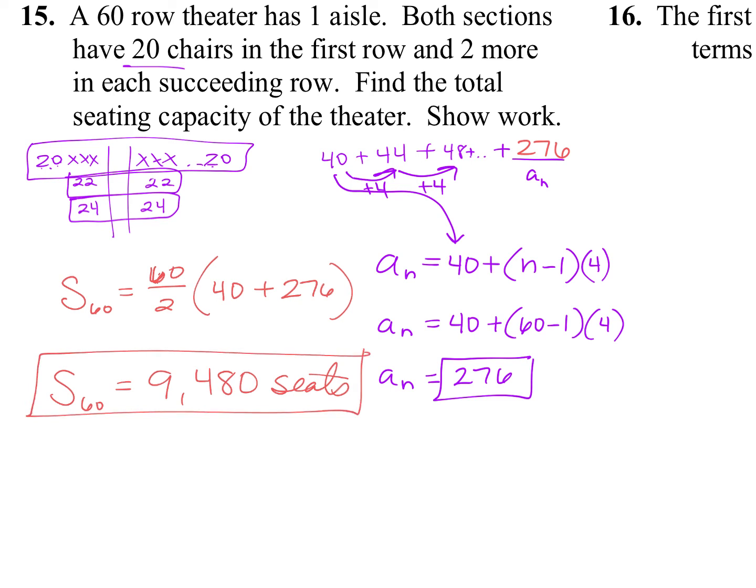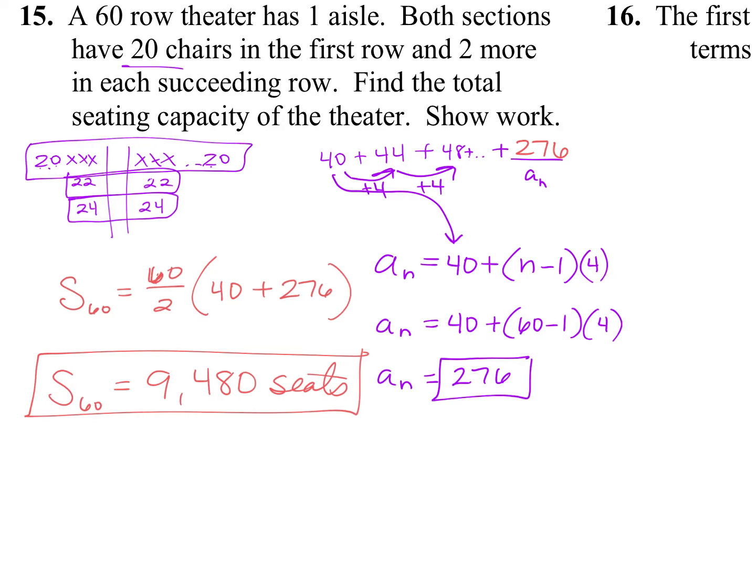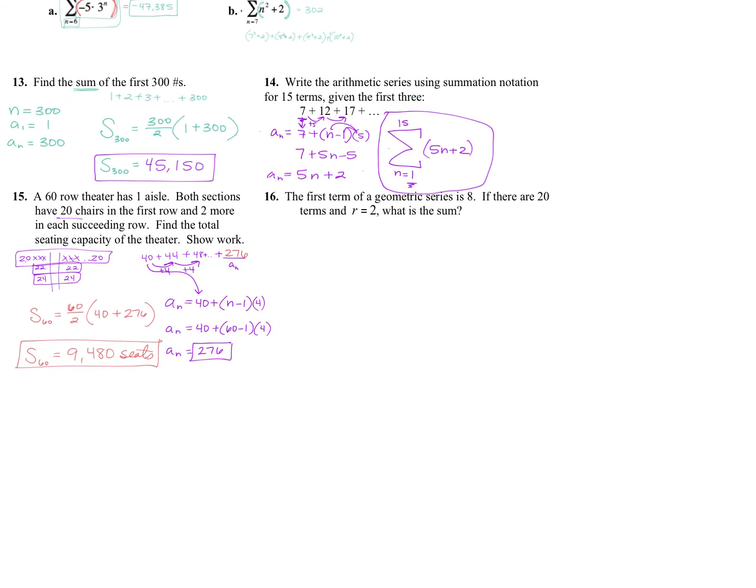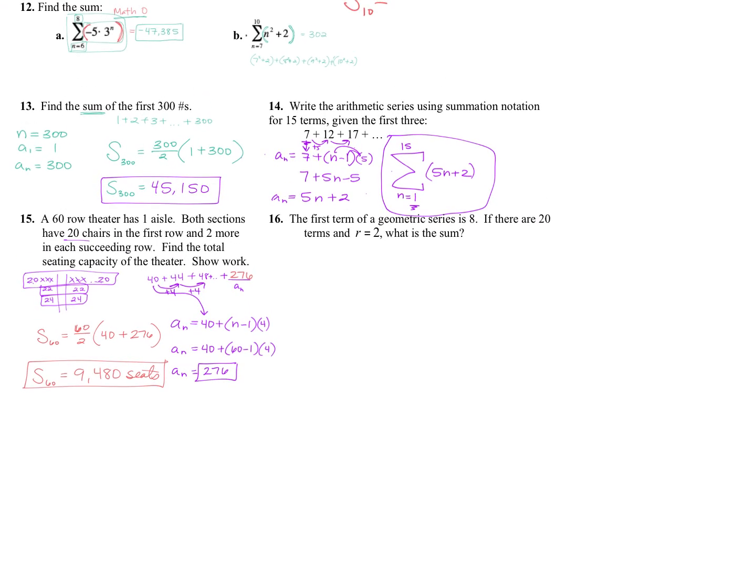Good on that? Last one. Okay. This one says the first term of a geometric series is 8. So 8 plus, and then whatever. If there are 20 terms, so what does 20 represent? N, your number of terms. And R is 2, what is the sum? Which formula are you using?